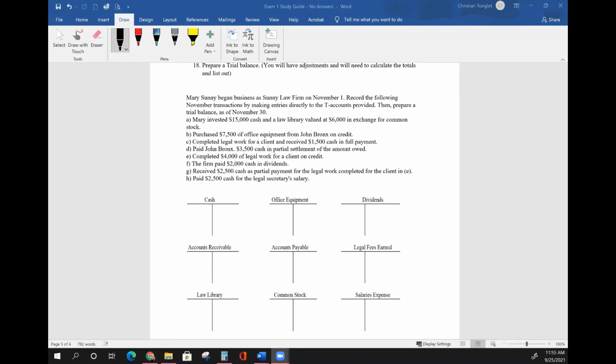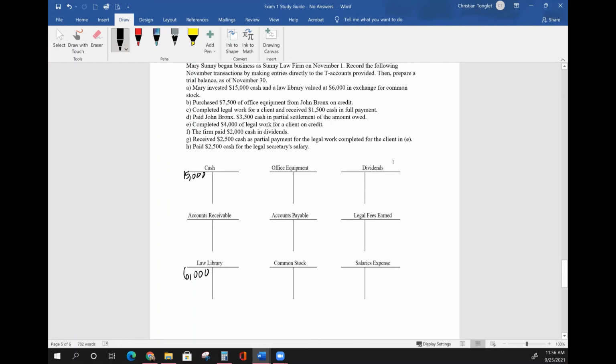Okay, so we have Mary invested $15,000 cash and a law library valued at $6,000 in exchange for common stock. So we have $15,000 in cash coming in. It's an asset coming in, so it's a debit. I'm also getting a law library that's valued at $6,000. So these are two things that Mary's investing: cash and the library. The law library is also an asset, so it's a debit for $6,000.